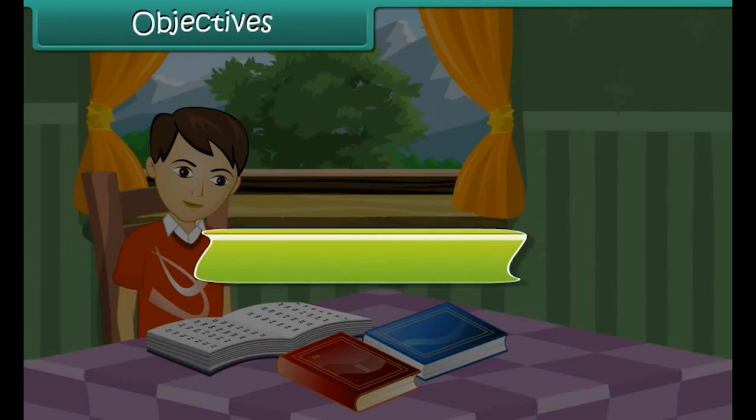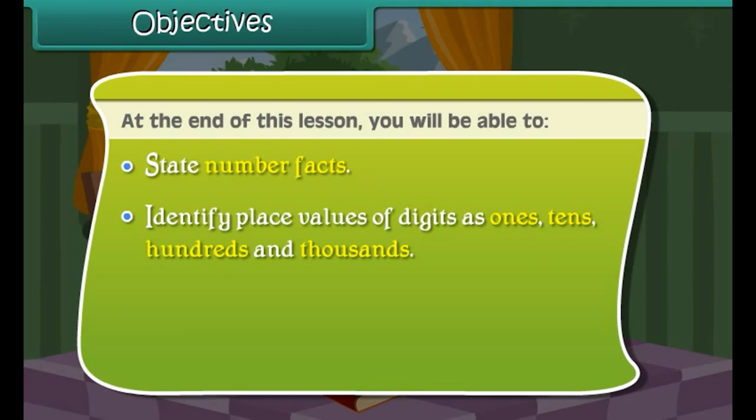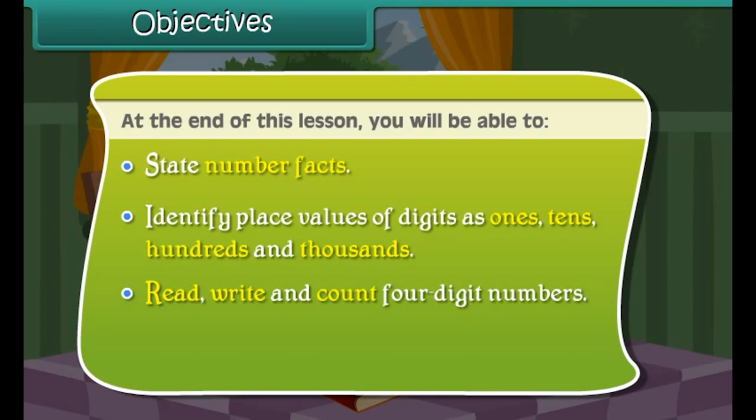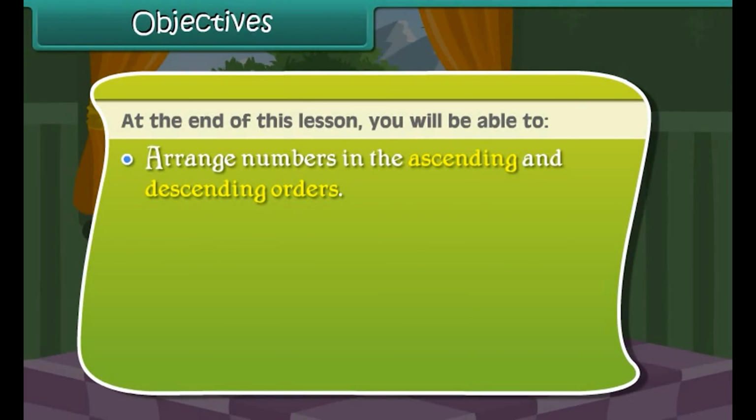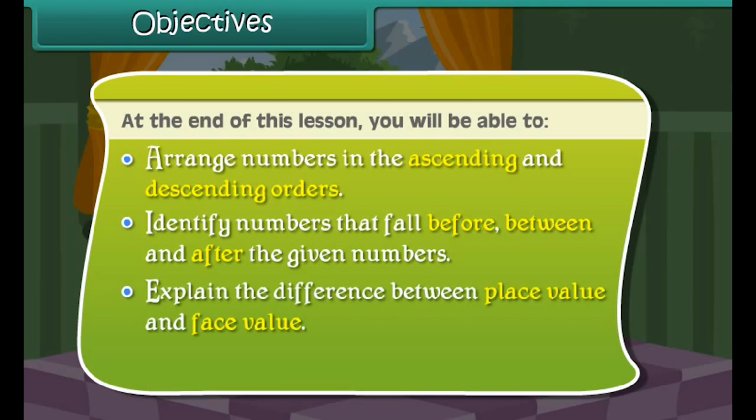Objectives. At the end of this lesson, you'll be able to state number facts, identify place values of digits as ones, tens, hundreds and thousands, read, write and count four-digit numbers, compare four-digit numbers, arrange numbers in the ascending and descending orders, identify numbers that fall before, between and after the given numbers, explain the difference between place value and face value, and identify even and odd numbers.